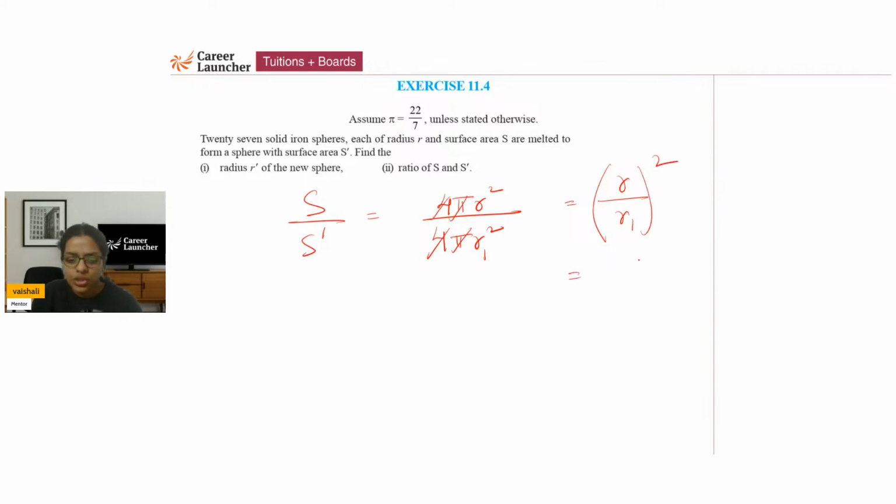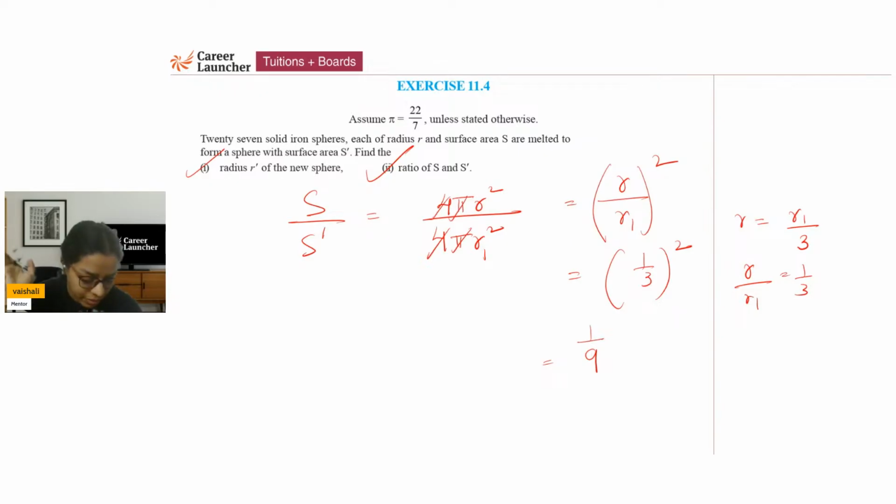And what was the ratio of it? R by R1 जो है मेरे पास, the bigger one, okay, smaller one is equal to R1 by 3, or R by R1 is equal to 1 by 3. So it means this is the square of 1 by 3. So eventually मेरे पास क्या आंसर आ गया? 1 by 9. So it means the ratio of S and S dash is 1 by 9. Okay. So both ways हमने कर दिया है. We have calculated what the radius looks like, and जो ratio है वो भी हमने find कर दिया.